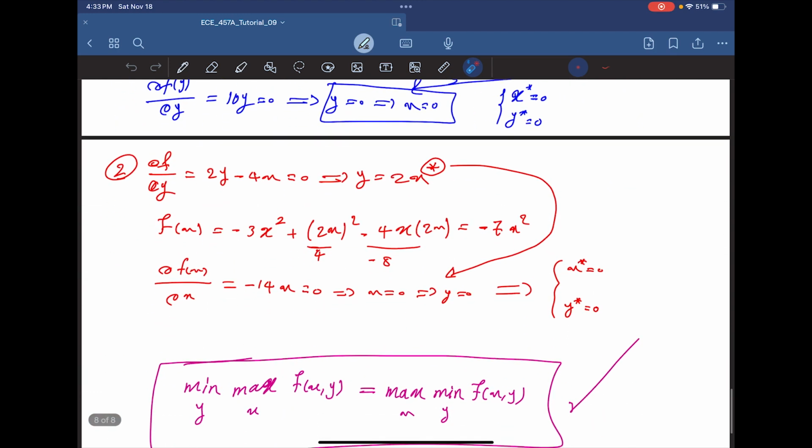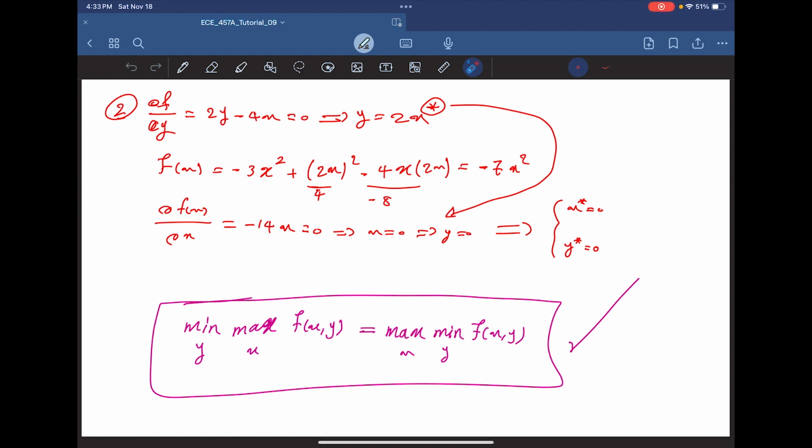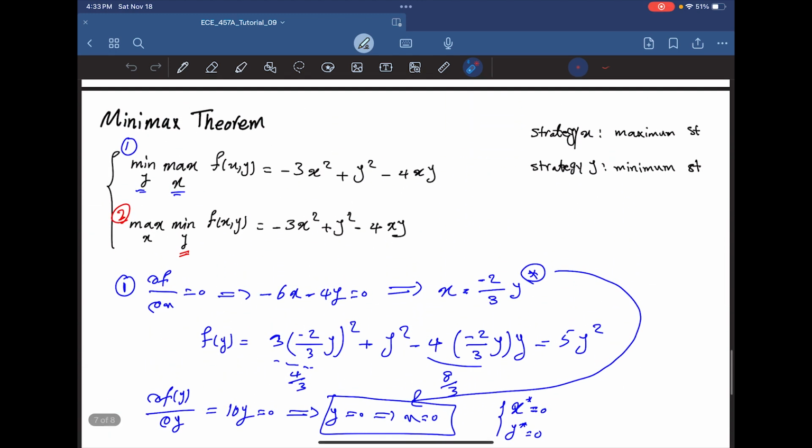So we can understand from here that min-max of this cost function is actually equal to max-min of this cost function. Therefore, we can say that the minimax theorem holds for this cost function, and so we don't get a different solution. It's not always the case. You may sometimes get a different optimal solution for the other problem. But here we saw that minimax is equal to maximin.